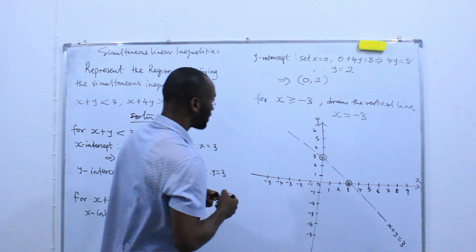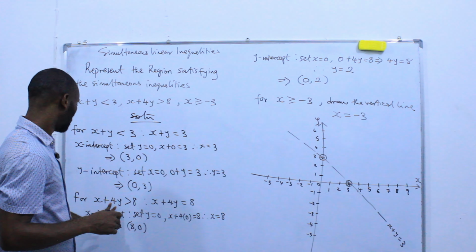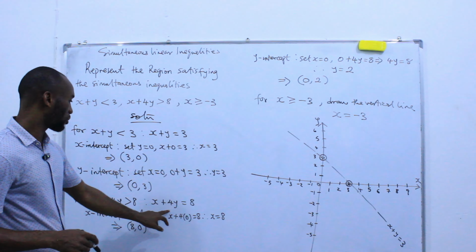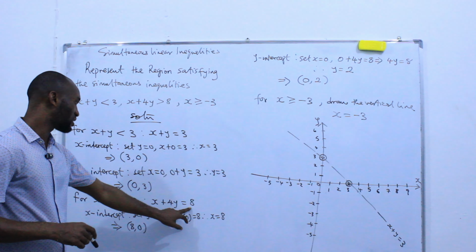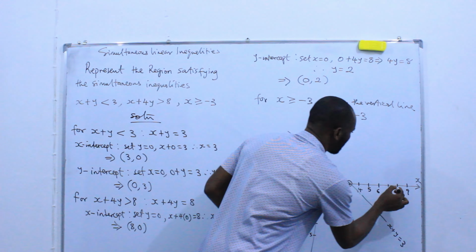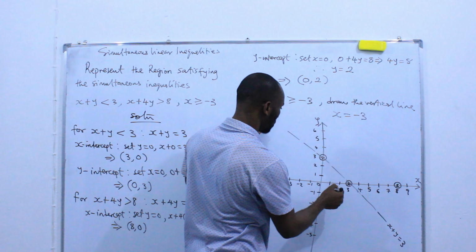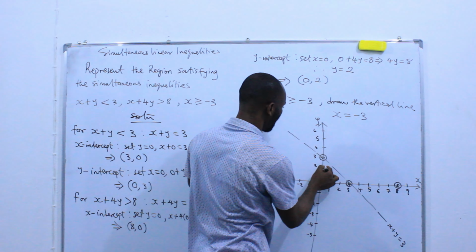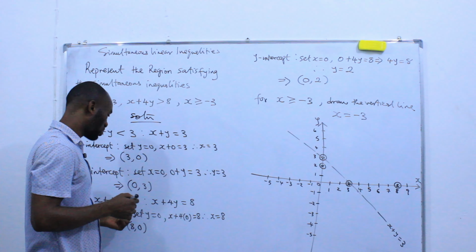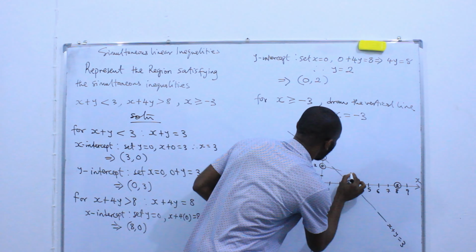All right. Now, the next one is x plus 4y equals 8. And the intercepts are 8, 0 here, and then 0, 2, that's here. We also join it with a broken line, because the inequality is strict. So I'm joining this with a broken line.